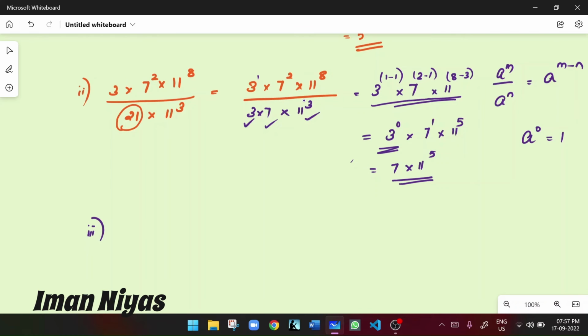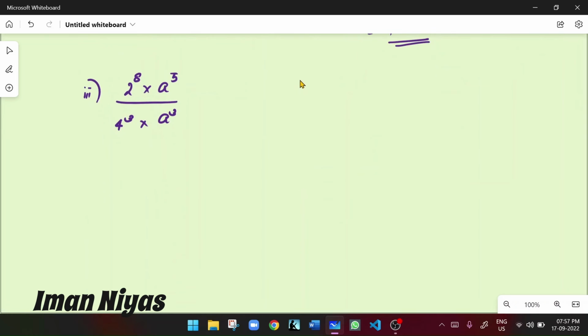So this is very simple. You can write 2 raised to 8 multiplied with a raised to 5 by 4 raised to 3 multiplied with a cube. Can you all try this? Okay, so let's do it. 2 raised to 8 multiplied with a raised to 5.